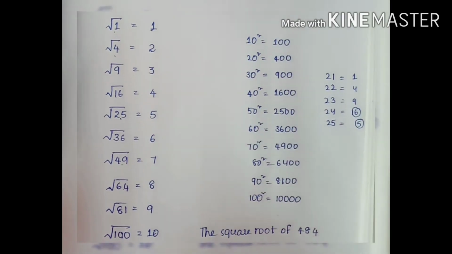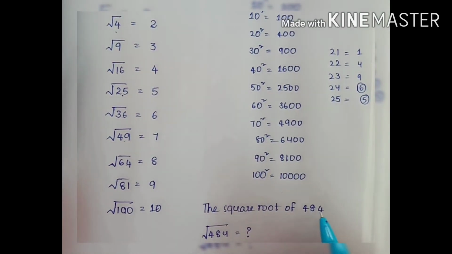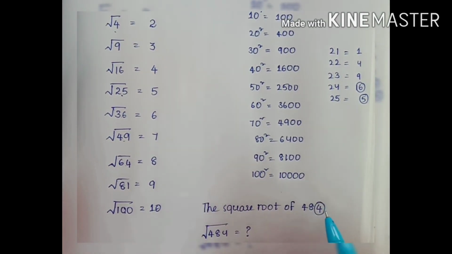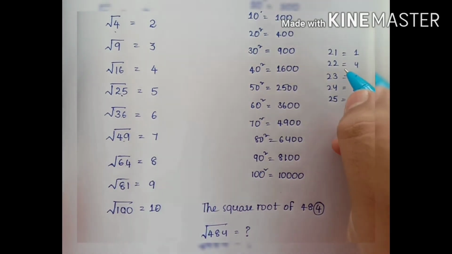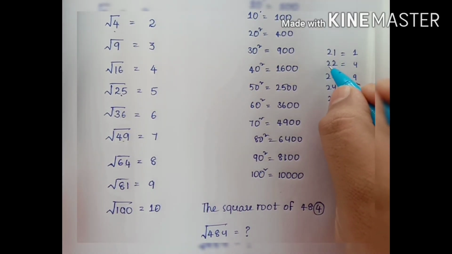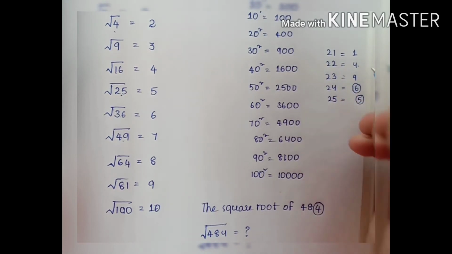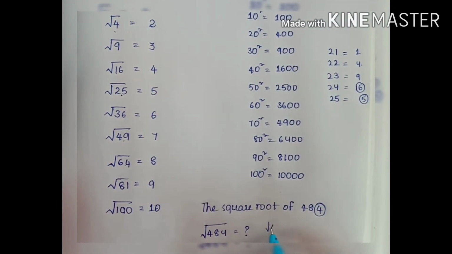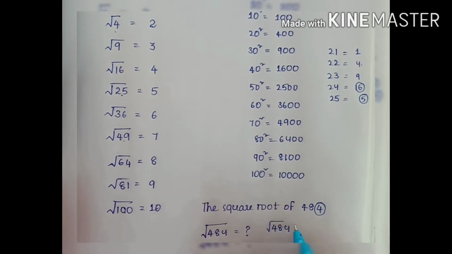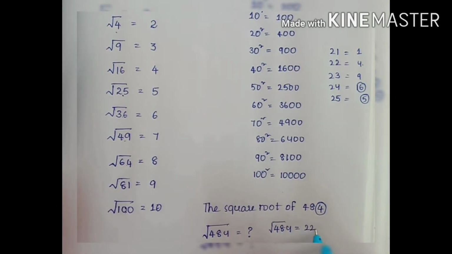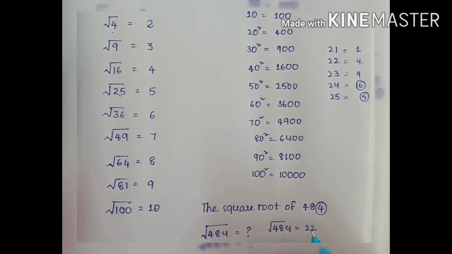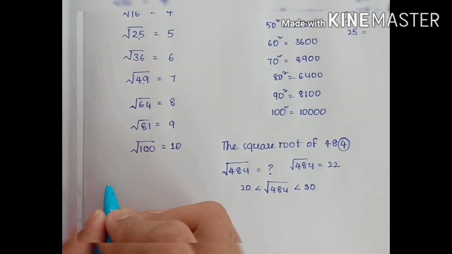So we need to find the square root of 484. Its unit digit is 4 and the square of the unit digit of 22 is also 4. So square root of 484 is equal to 22. It is as simple as this. Let's come to another example.